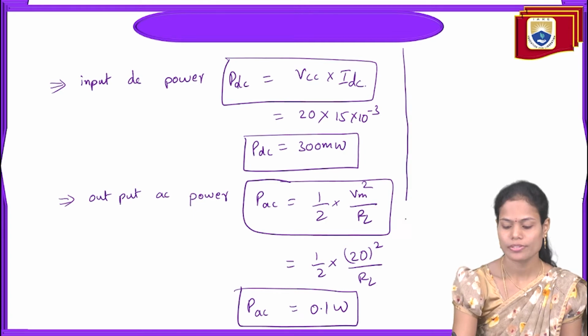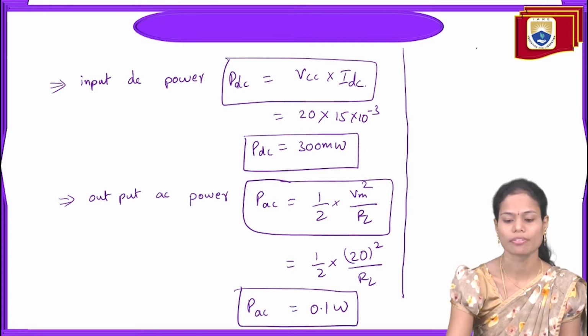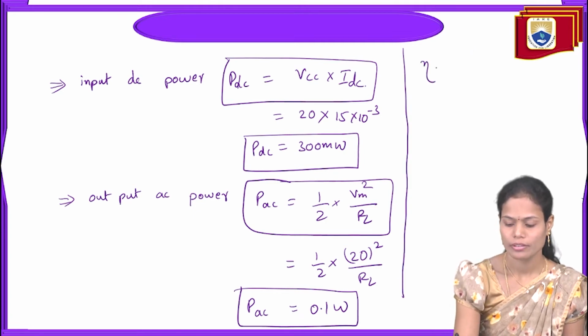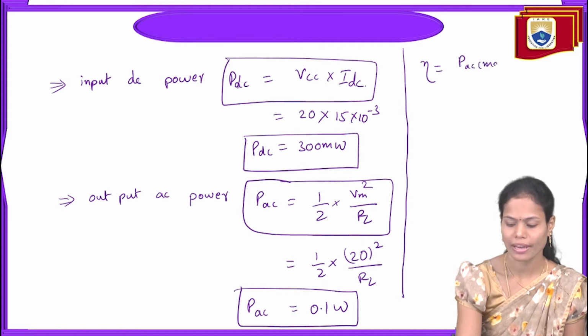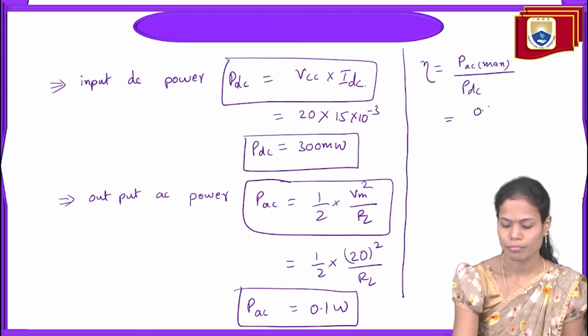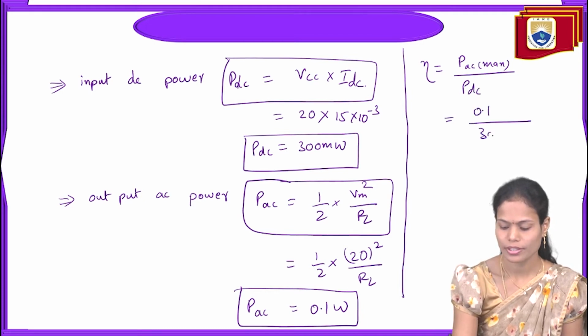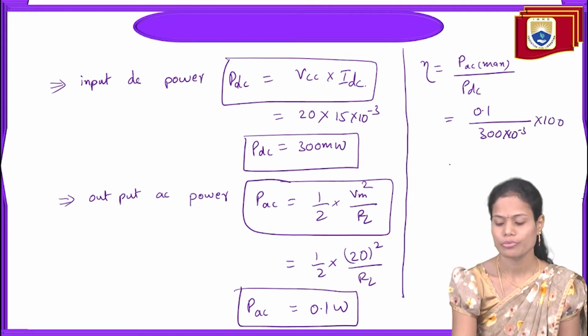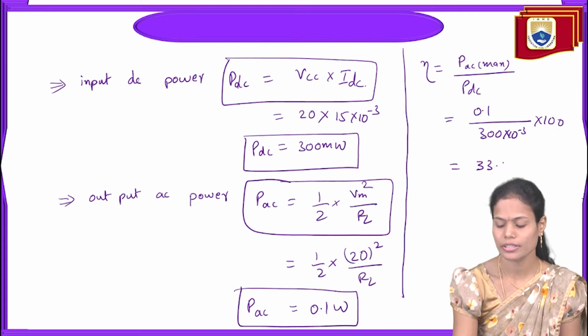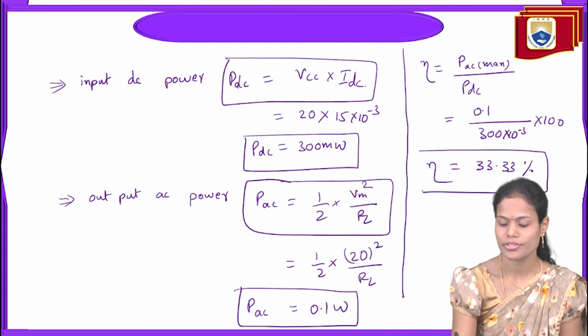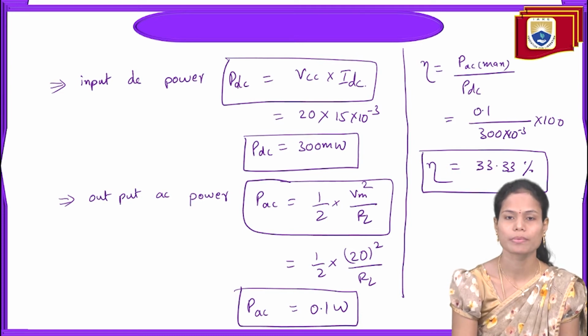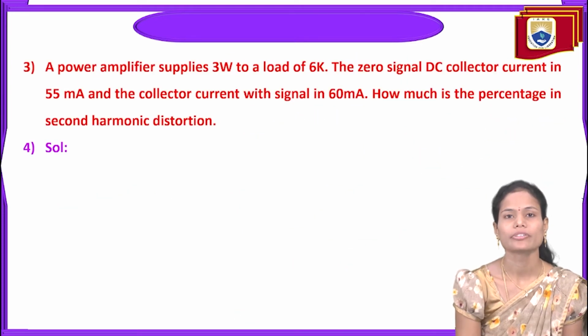And from this, we need to calculate the efficiency of the power amplifier. That is PAC maximum by PDC. It is 0.1 by 300 milliwatts into 100. So if we simplify it, we will get 33.33% as the efficiency of the given class B power amplifier. And we'll come to the next problem.